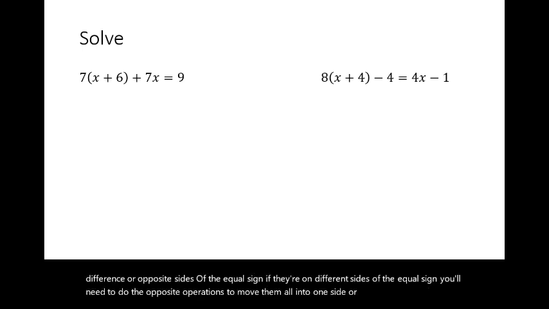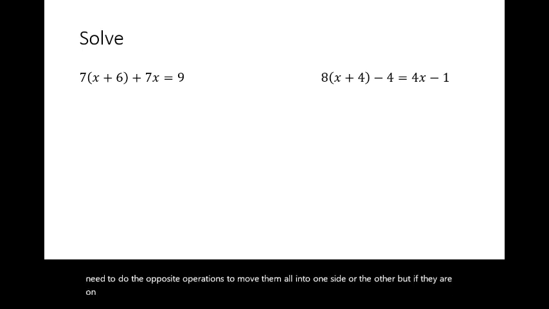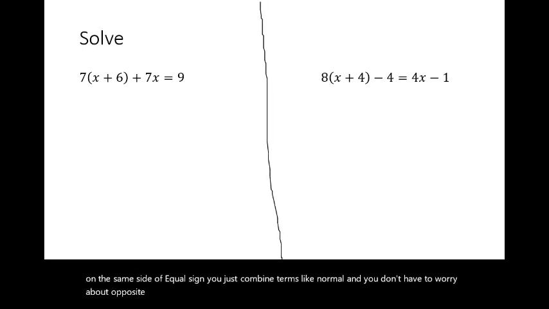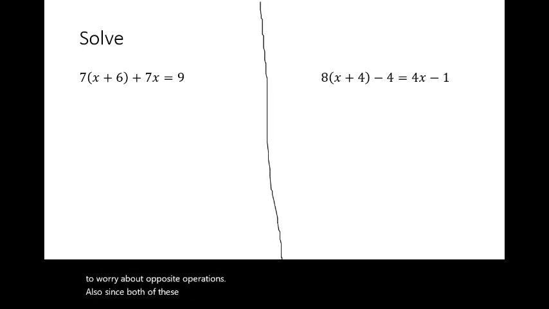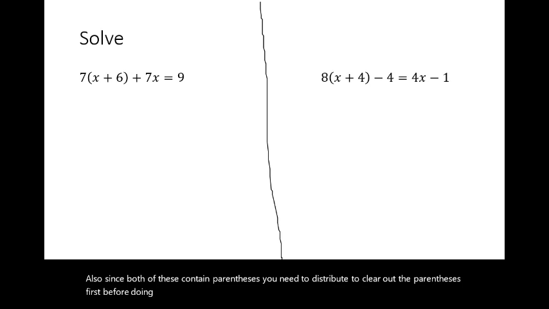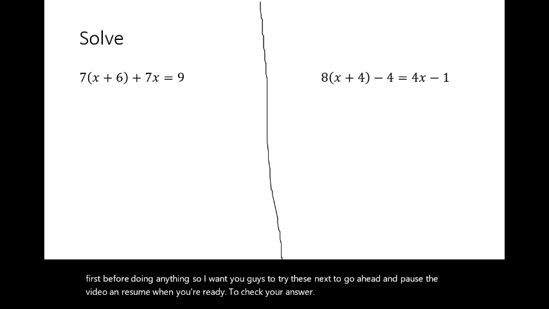But if they are on the same side of the equal sign, you just combine like terms like normal, and you don't have to worry about opposite operations. Also, since both of these contain parentheses, you need to distribute to clear out the parentheses first before doing anything. So I want you guys to try these next two. Go ahead and pause the video and resume when you're ready to check your answer.